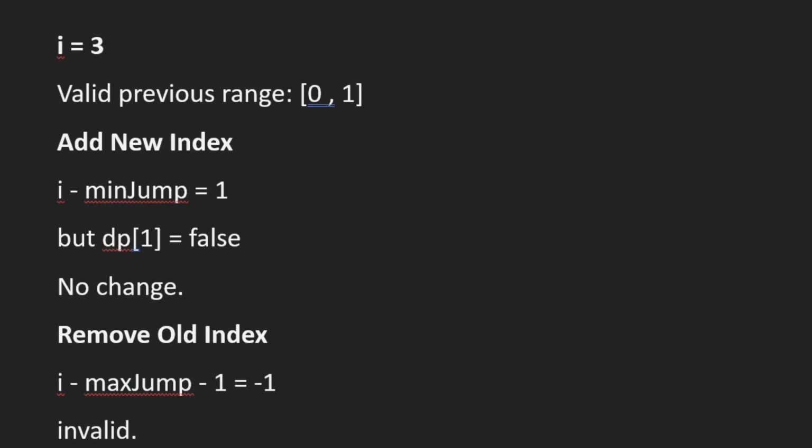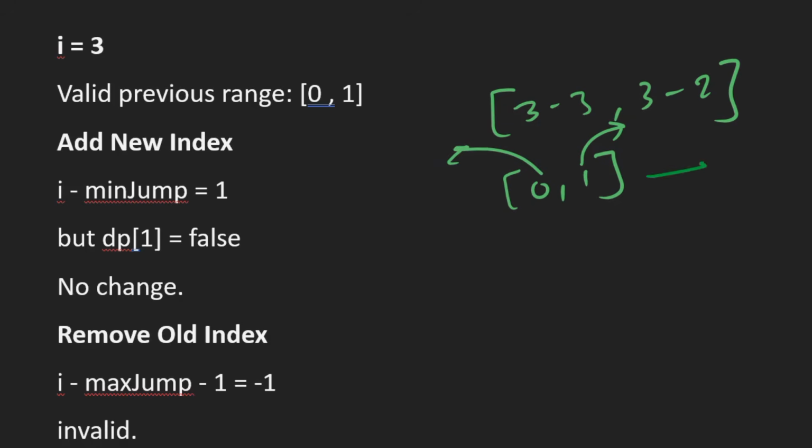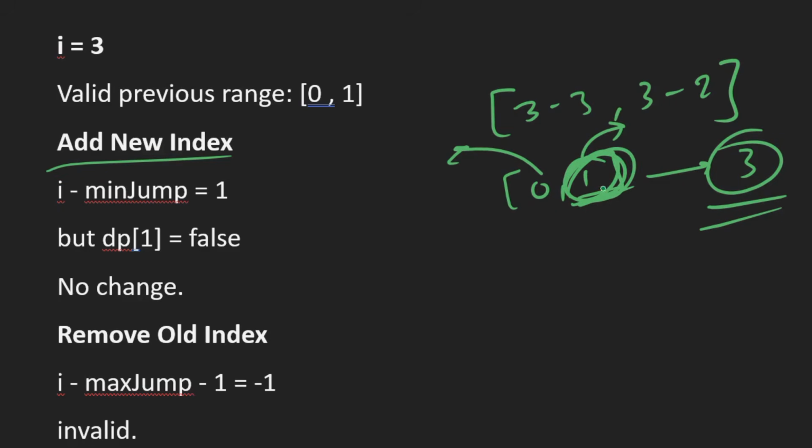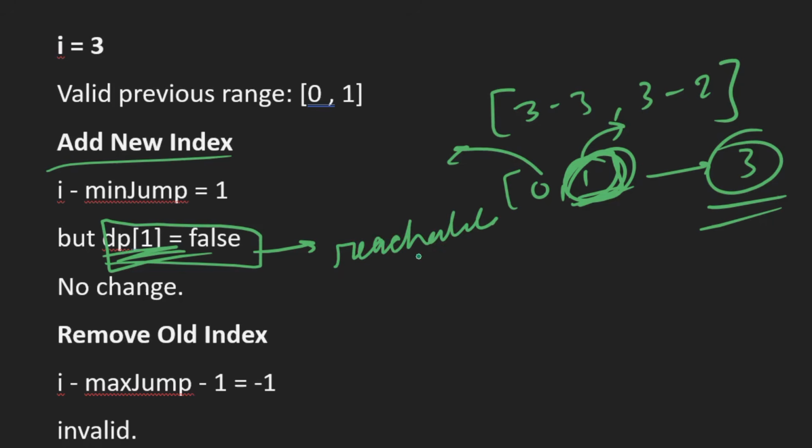So at index number 3, the previous range will be 3 minus 3 and 3 minus 2. So these are the indexes, that is 0 to 1. So either we can jump from index number 0 or index number 1 if we have to reach index number 3. Now the new index is index number 1, which is entering the window. So if we see dp of 1 is false, so we won't do any change to the reachable variable, it will still be 1.